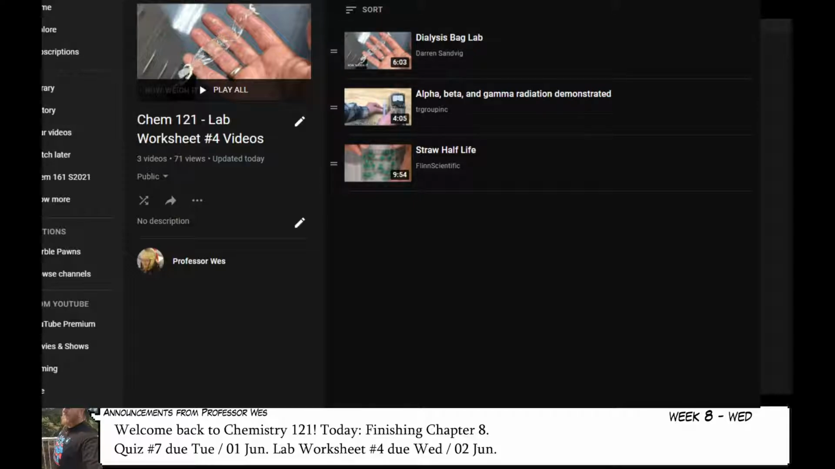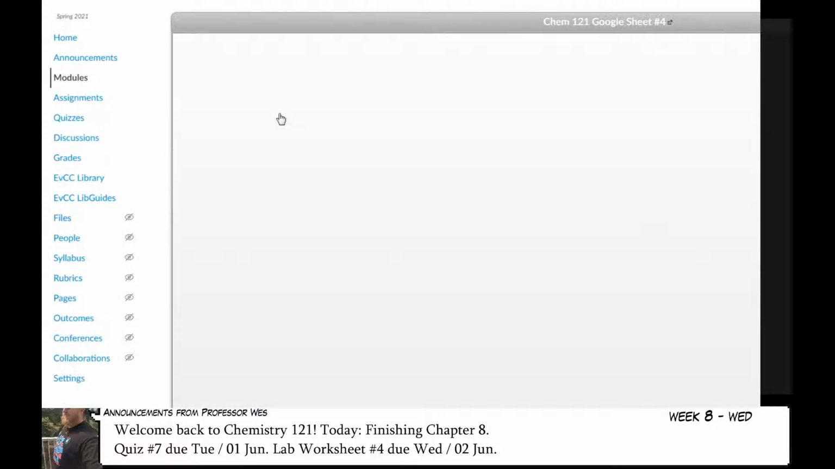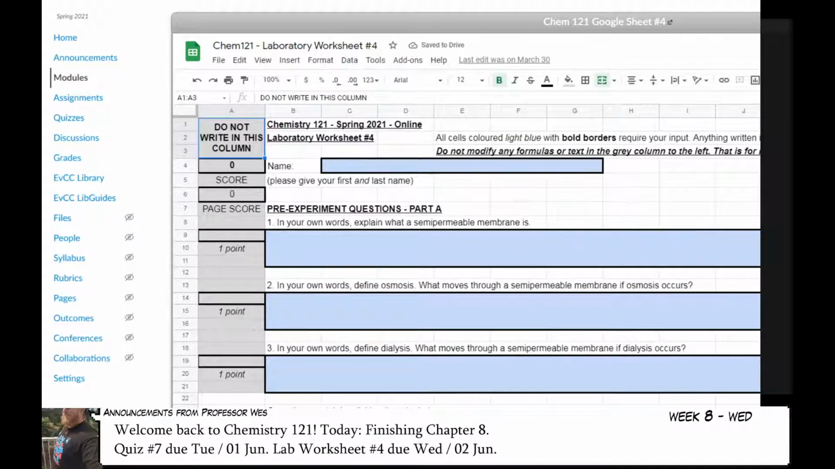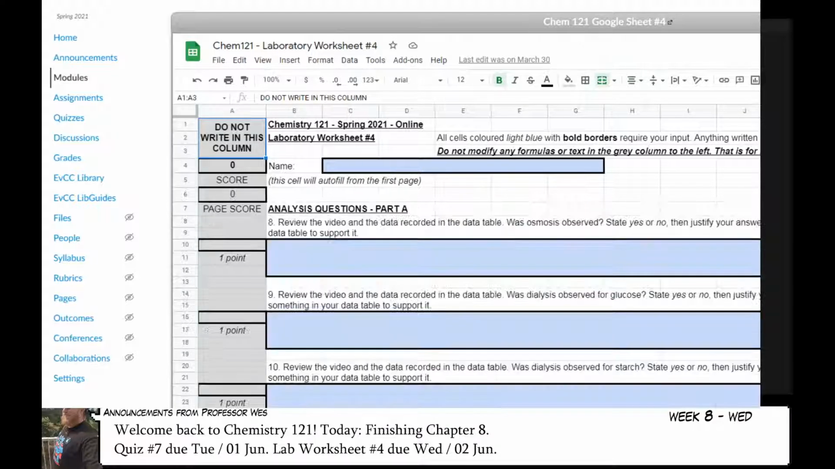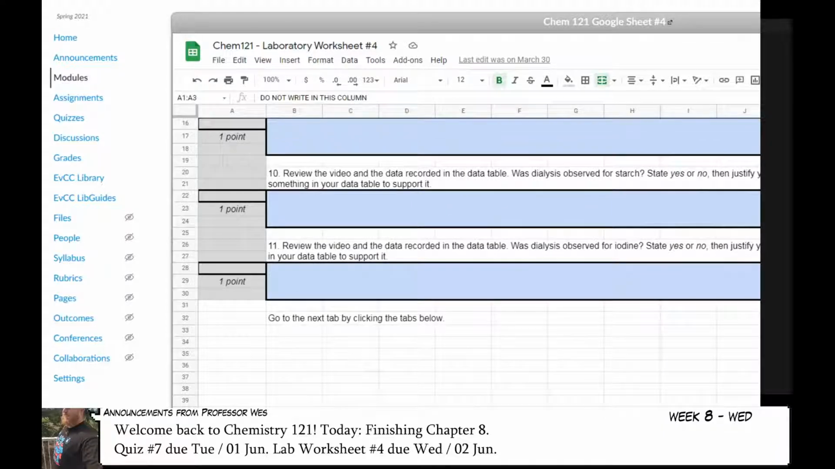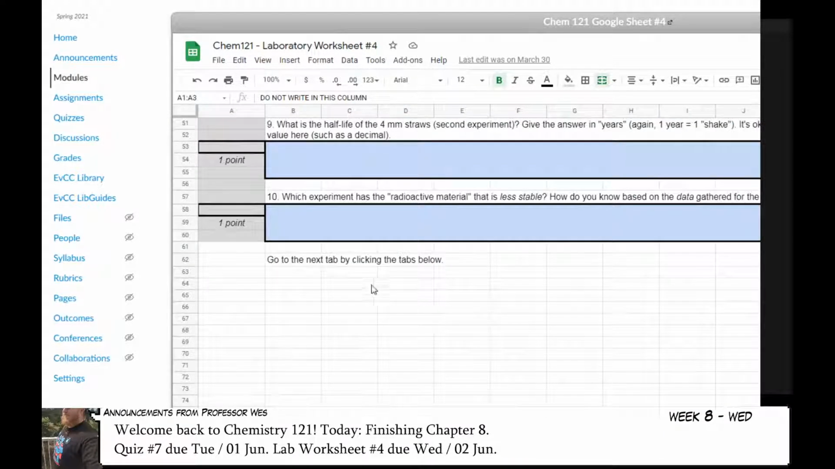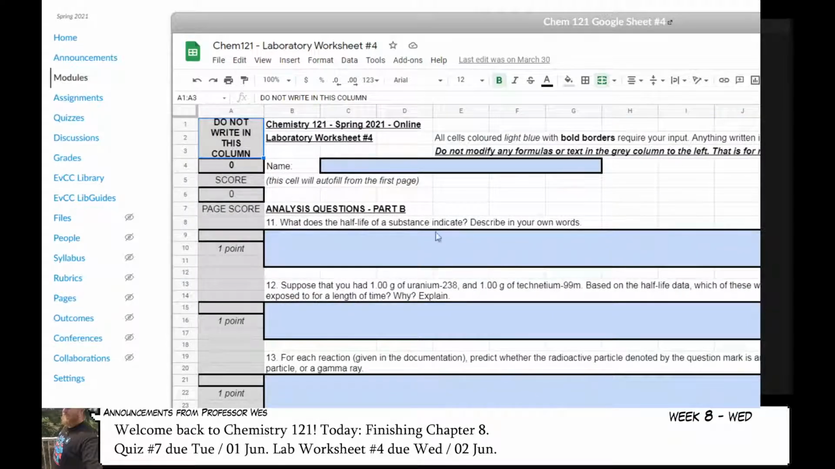The lab is more or less just answer all of the questions about it. Let's see here. So where's the Google Sheet? So yeah, you're going to have a bunch of questions to answer, and there's a bunch of tabs. Make sure you are answering all the questions on all the tabs. And it directs you to go to the next tab at the bottom of each one, just so you don't miss it. So there you go. All right.